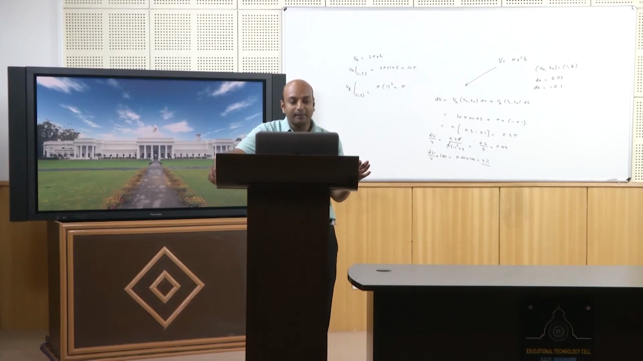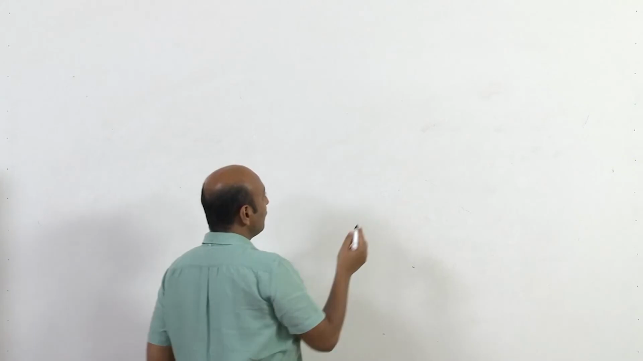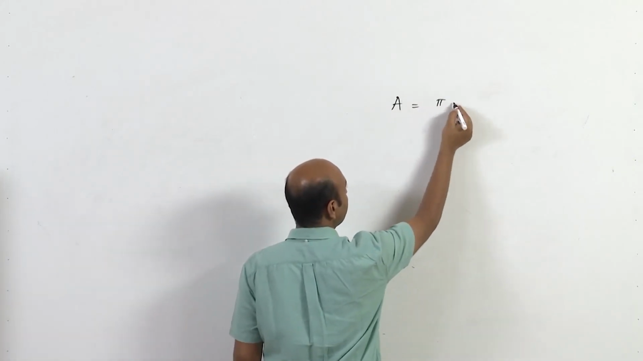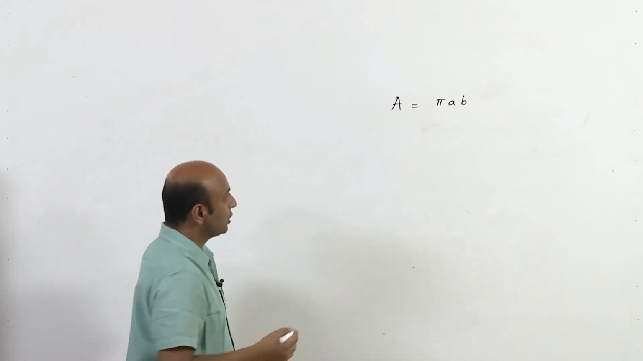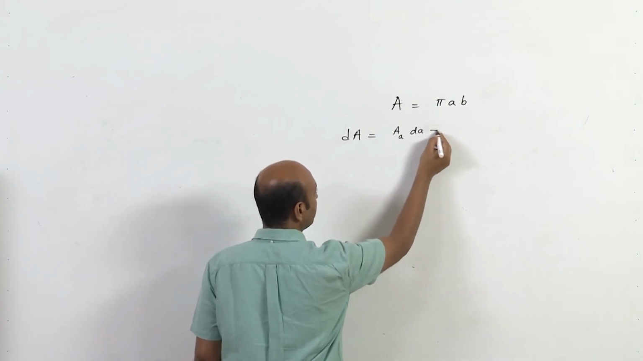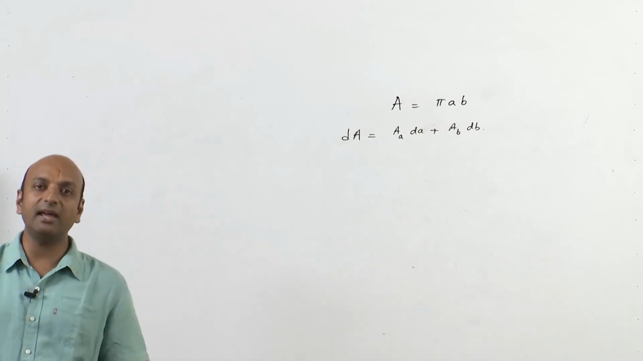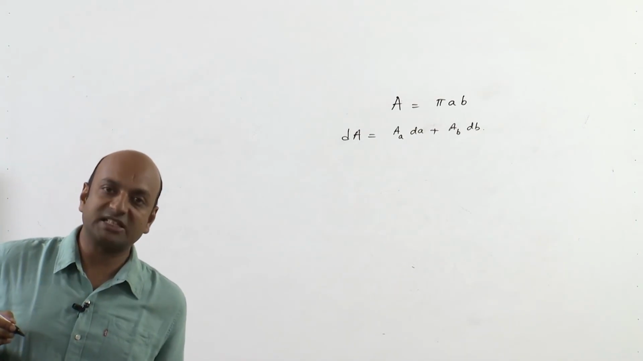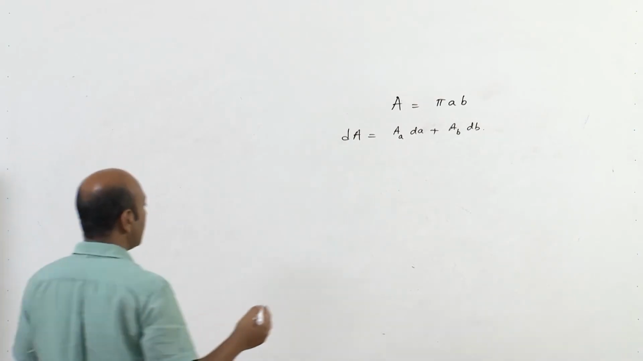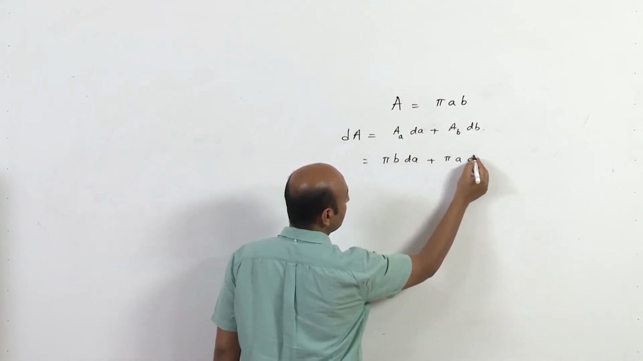Now, next problem, find the percentage error in the computed area of an ellipse when an error of 2% is made in increasing the major and minor axis. Okay. So, what is area of the ellipse? Is pi AB. Okay. Now, what will be the change in the area? dA will be A_a da plus A_b db. I mean here instead of x and y we are having a and b. So, we have to differentiate partially with respect to a and b only. Okay. So, here we get pi b into da plus pi a into db.